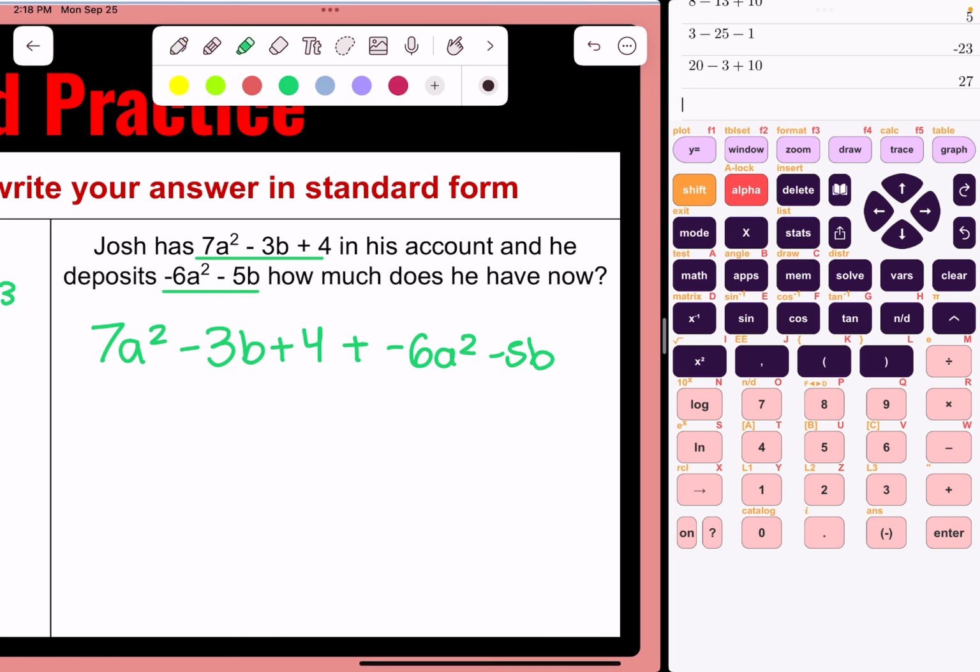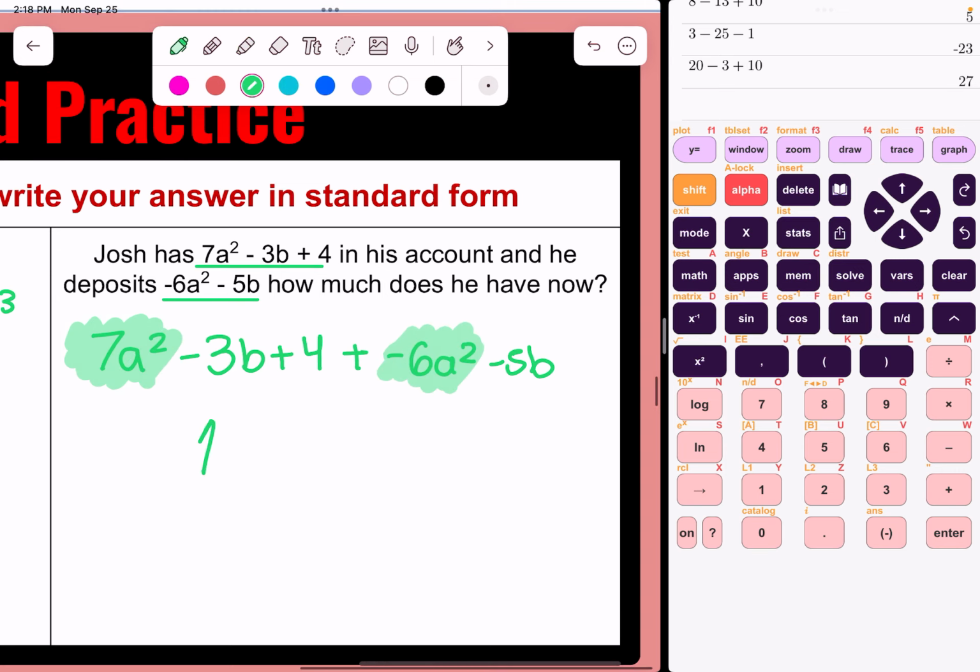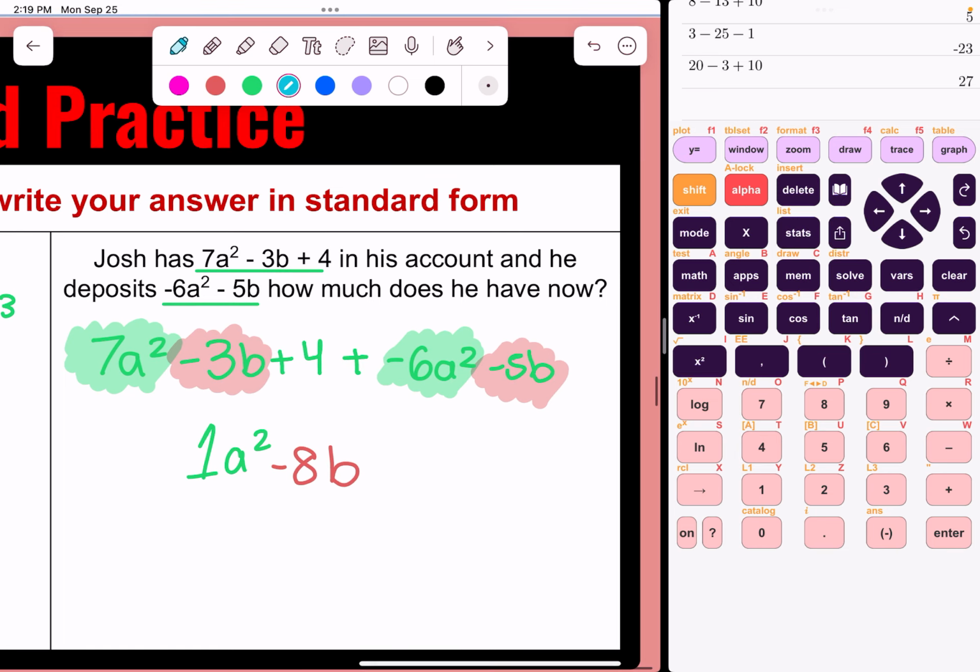All right, let's look for our like terms. I have 7a squared and negative 6a squared. 7 minus 6 is 1a squared. Okay, then I have negative 3b minus 5b. Well, negative 3 minus 5 is negative 8b. And then the only constant I have is this plus 4. And that is in standard form.